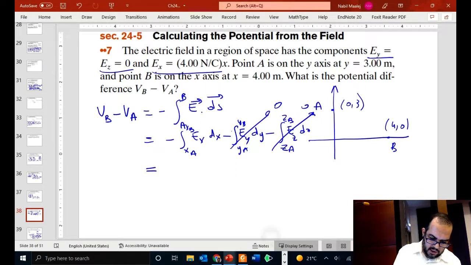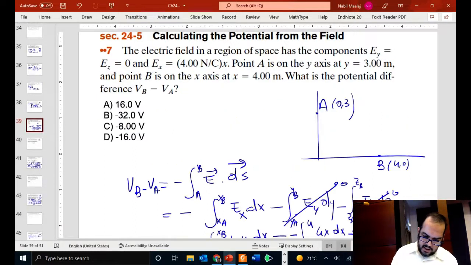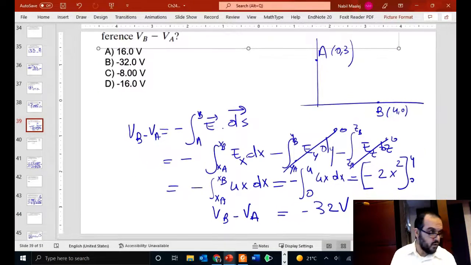So let's put the equation. So this is minus, XA is 0 and XB is 4. Ex is 4x. So minus the integral of 4x dx. So this is a simple integral. This we can write as minus 2x squared evaluated between 0 and 4. So this is minus 2 times 4 squared. So this is 16 times 2, minus 32. So the correct answer is minus 32 volts.